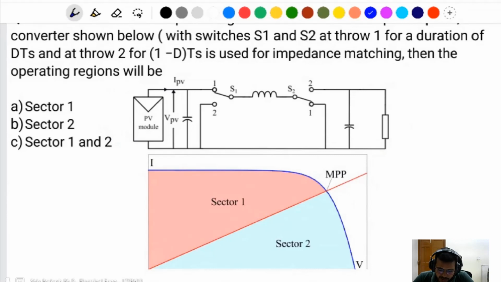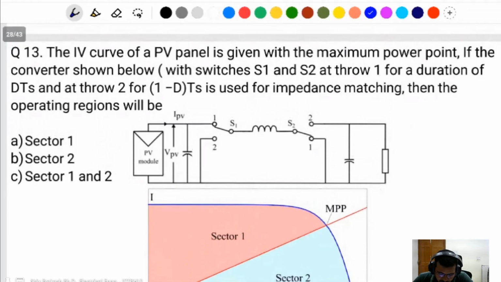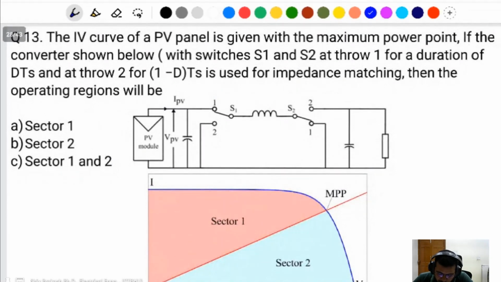Then first of all, find the input resistance. It means VPP divided by IPP. If you find the input resistance, then you will get the sector where it will work. What is the operating region?